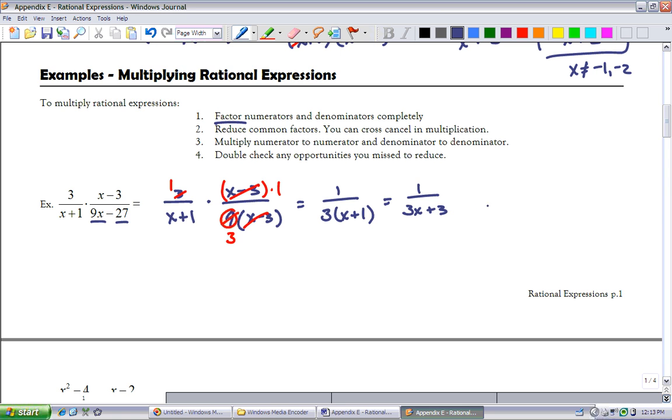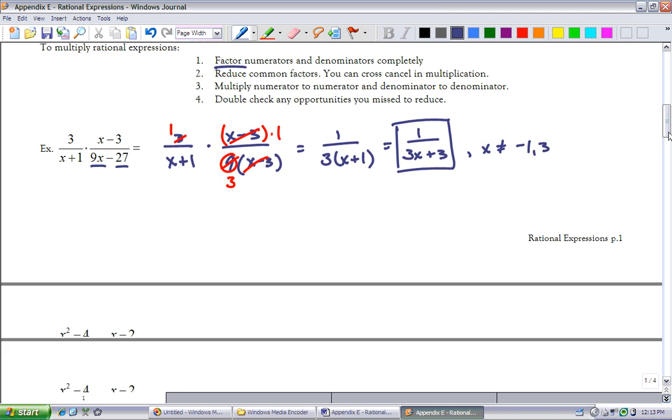And in this case, you might want to note here that x could not equal -1 or 3, because if you put those into the original problem, they would produce a 0 in our denominator.